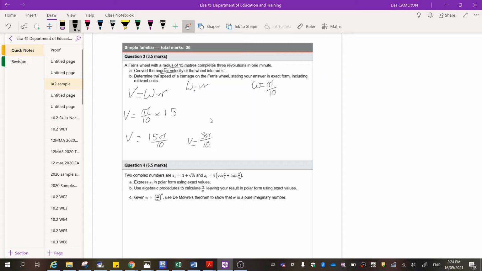And then that is basically the question finished. You have determined the velocity, or the speed of the carriage, and the only thing that you have left to do is state it in exact form, which we've done, including relevant units that we have not done yet. Now, we know that this here was in radians per second, so we know that this is in per second. But what we did here is the speed was in radians per second, but we multiplied it by the distance in meters. And by doing that, we have converted it into a speed of meters per second. So the distance is now in meters rather than radians.